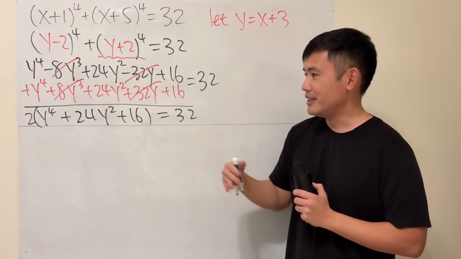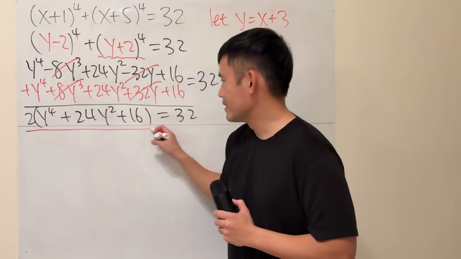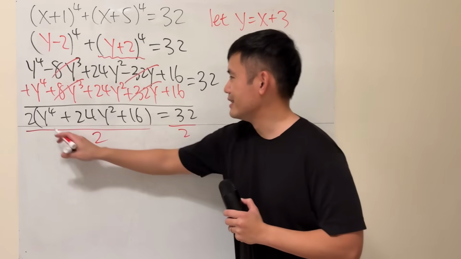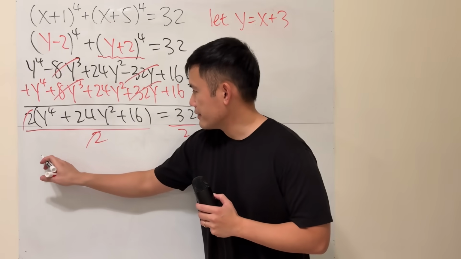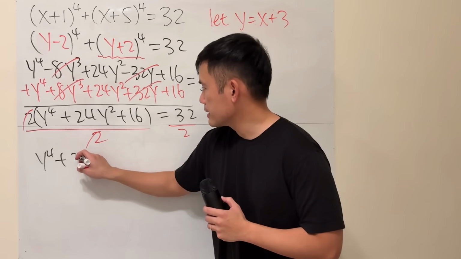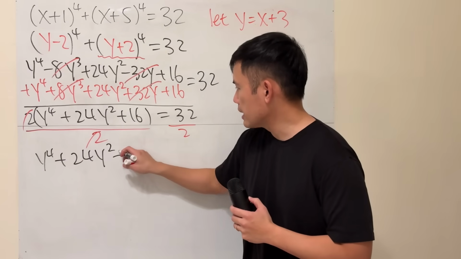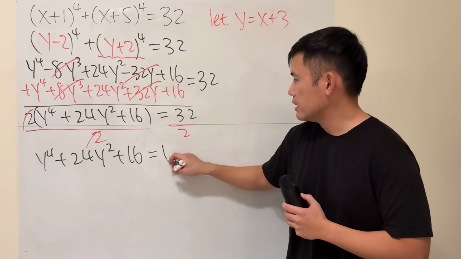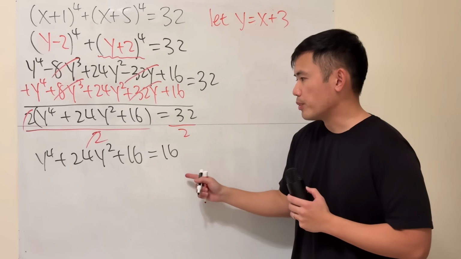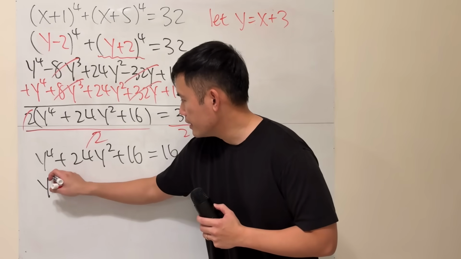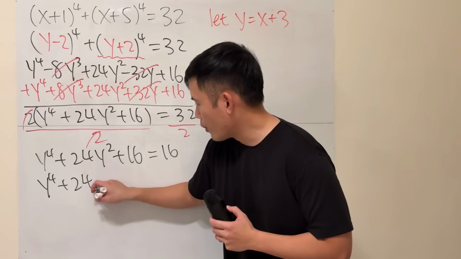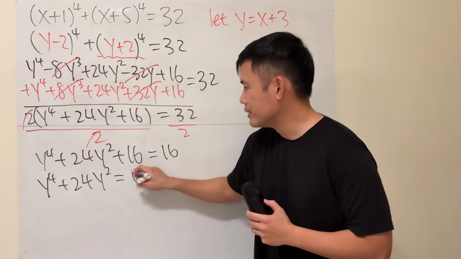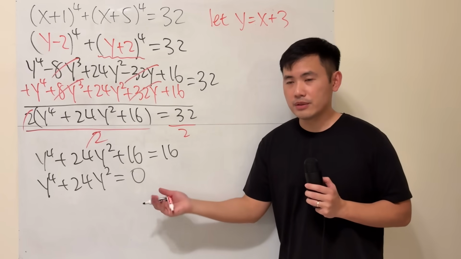Now, 2 times this quantity is equal to 32. I can just divide both sides by 2. Very nice, huh? So divide this by 2, divide this by 2. So we are going to have y to the fourth power plus 24y squared plus 16, and that's the same as 16. And then subtract 16 to both sides. We have y to the fourth plus 24y squared. It's equal to 0.